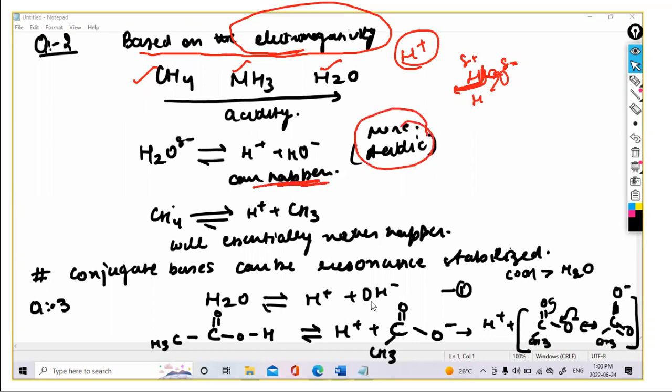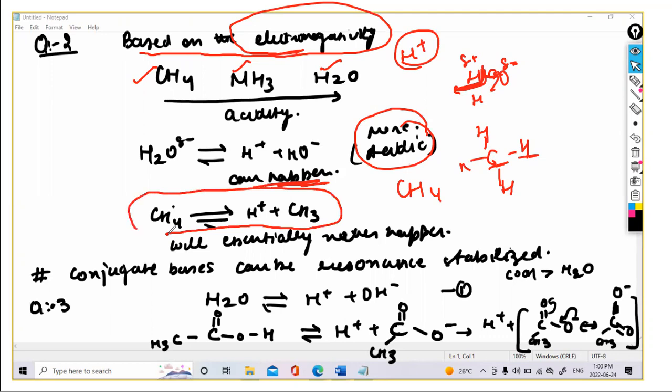Now, if we talk about CH4, how does CH4 look? There is not much electronegativity difference between carbon and hydrogen. So there is no partial positive and negative here, and this cannot happen on its own, right? This carbon is not willing to lose its hydrogen. So this is not acidic.